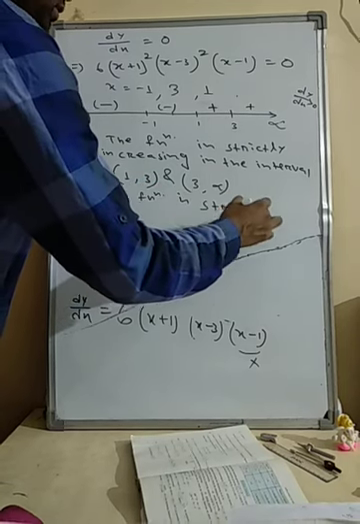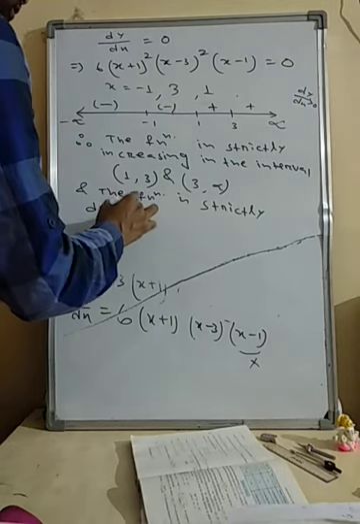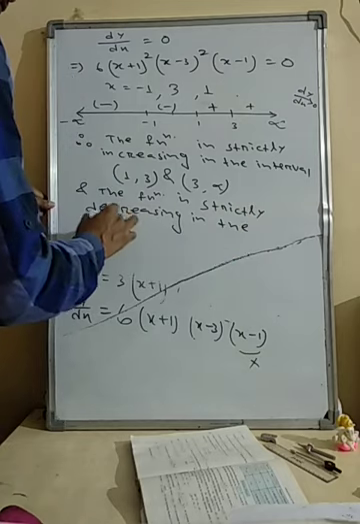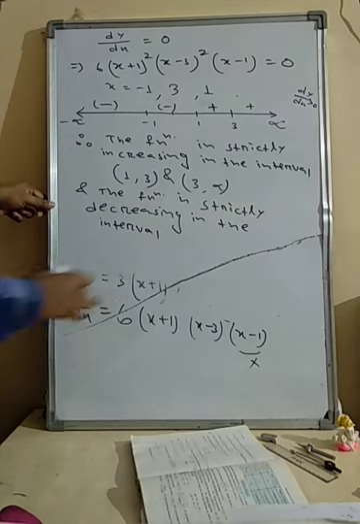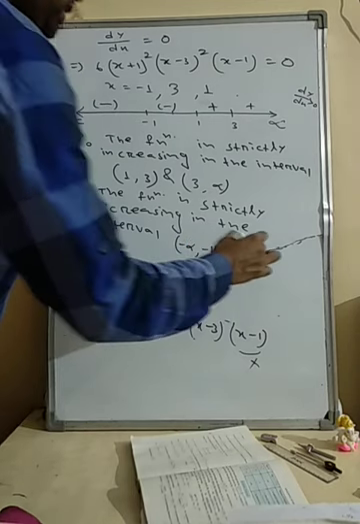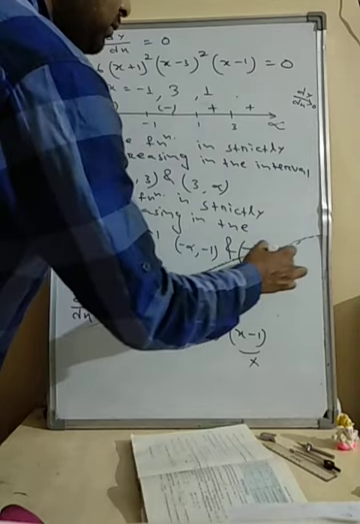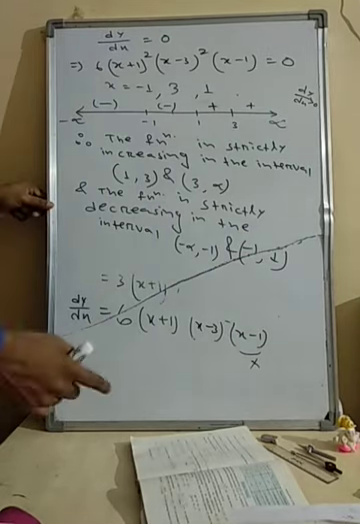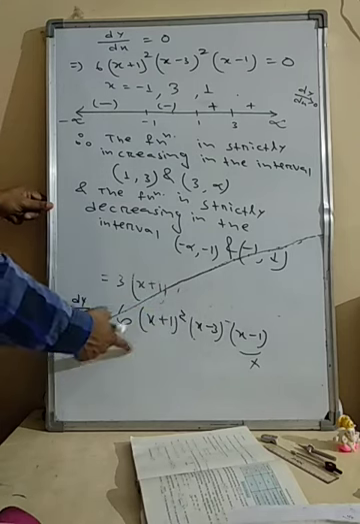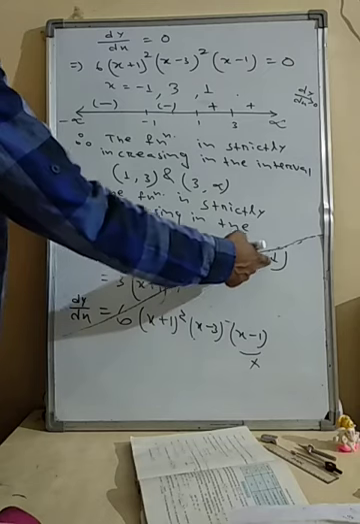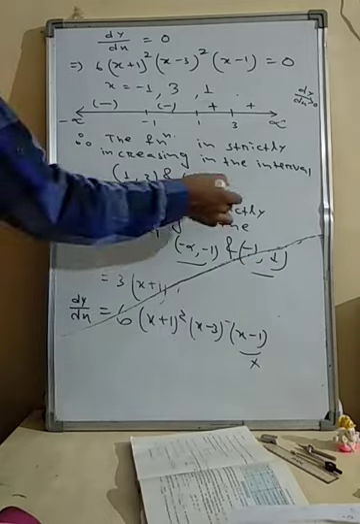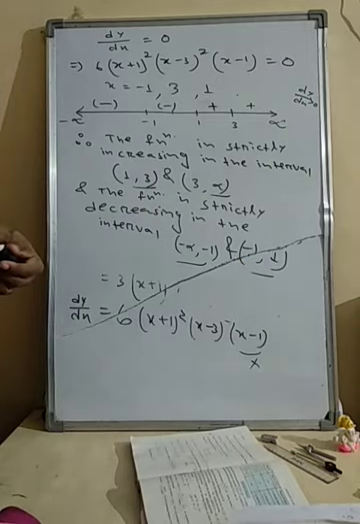And in these two cases, the function is strictly decreasing in the interval minus infinity to minus 1 and minus 1 to 1, not including minus 1, because if I take minus 1, this part will be 0, minus 1 plus 1 will be 0, the entire thing will be 0. Then 1 is also not included. If I take x equal to 1, this part will be 0, the whole thing will be 0. So here it is decreasing, here it is increasing. So this is question number 6e.